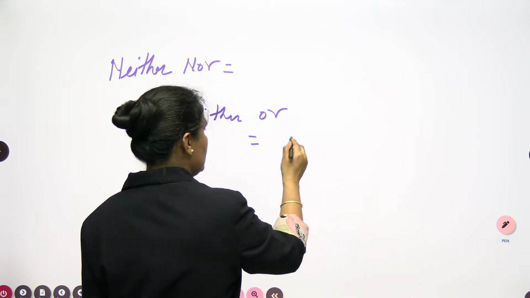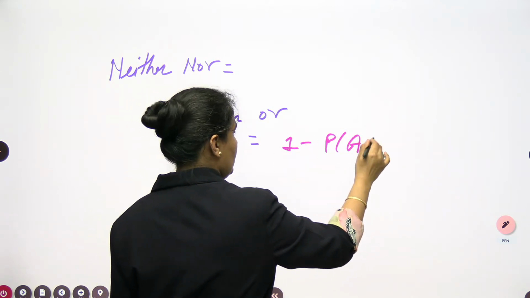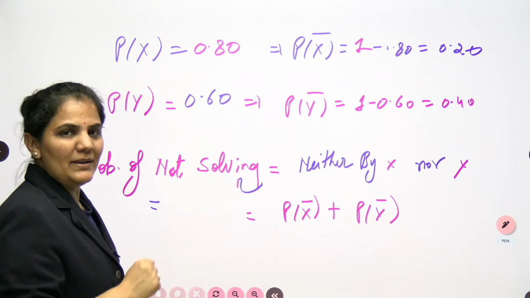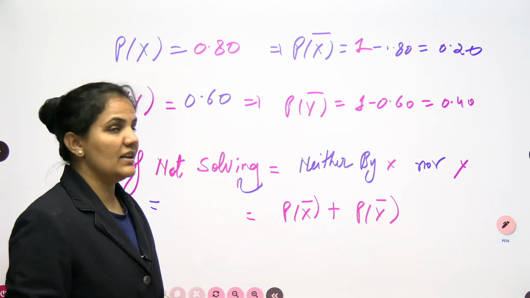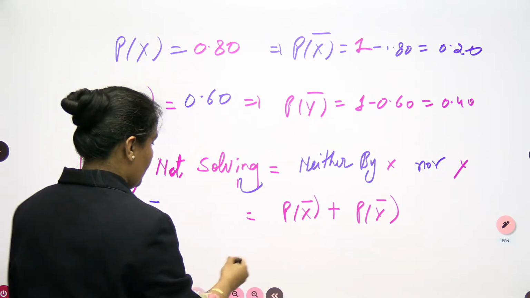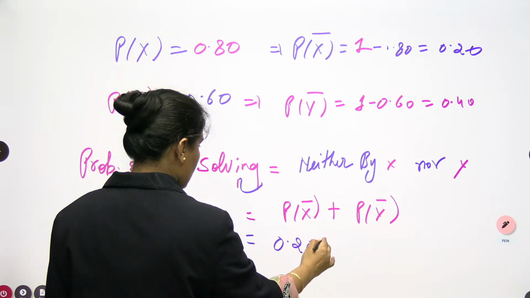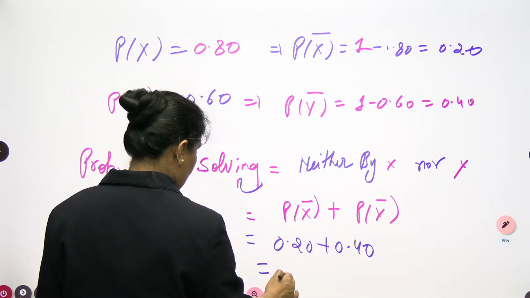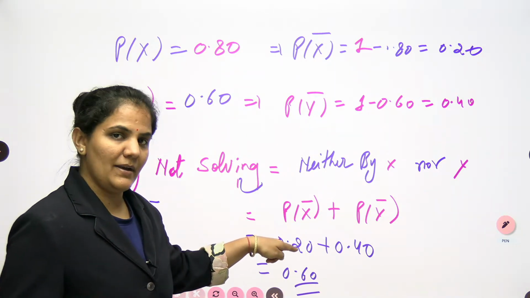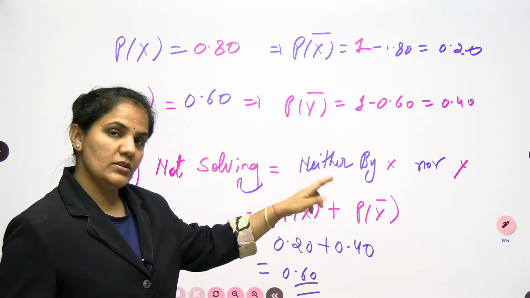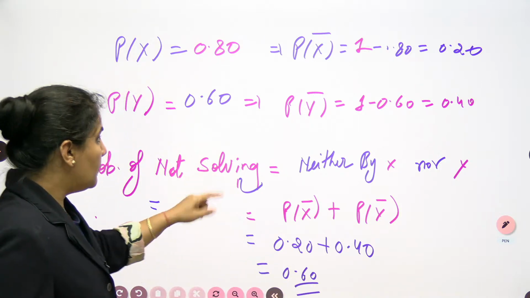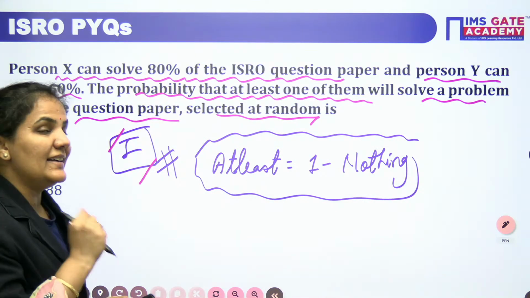If we want to find neither nor, this will be 1 minus the probability of, but in this case it will be lengthy because ultimately I am talking about neither x nor y. So if I go with 0.20 plus 0.40, it will be 0.60. This is the case when the problem is not solved by A, meaning X, and also not solved by Y. But ultimately it is asking about at least one of them.